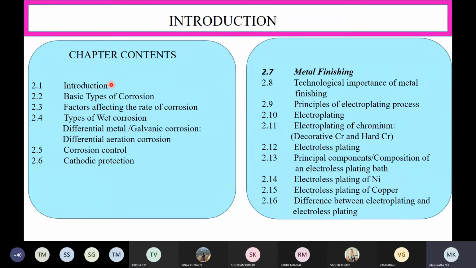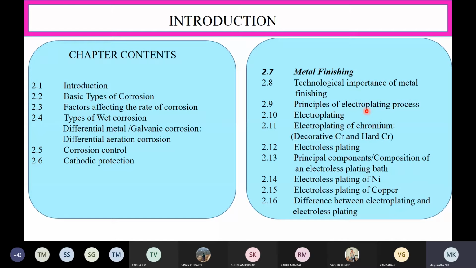So this is the syllabus included in corrosion, and this is the syllabus included in metal finishing. The metal finishing is a continuation of this corrosion. It is also one of the methods used to prevent the corrosion of metal. In which first we are going to discuss the technological importance of metal finishing.